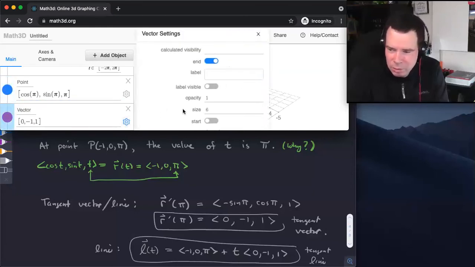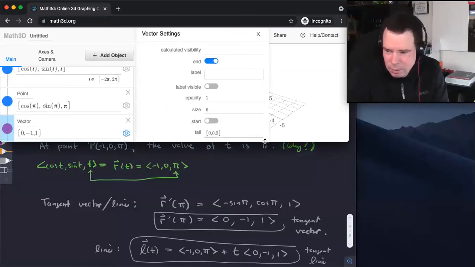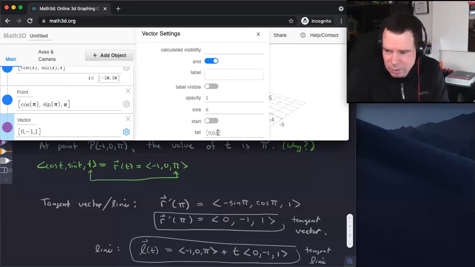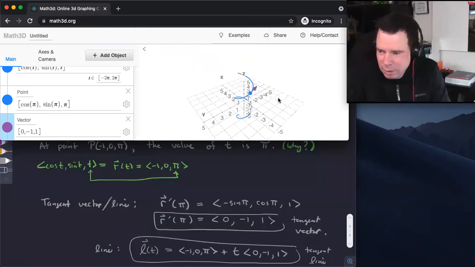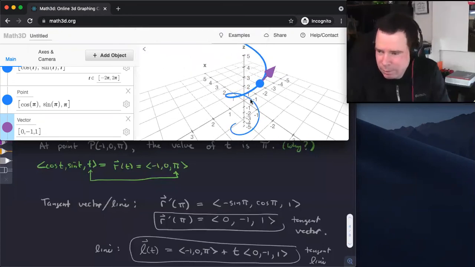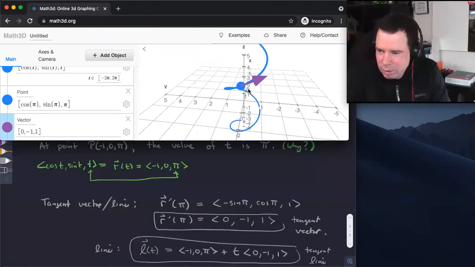So what I'd like to do is start it at my point P, which is -1, 0, pi. Let's see if I can get tail. There it is. I'll minimize this. And there it is. I'll zoom in a little bit. That's what we just computed.